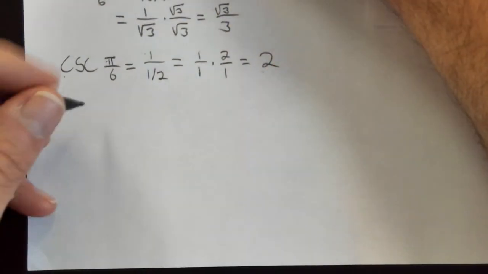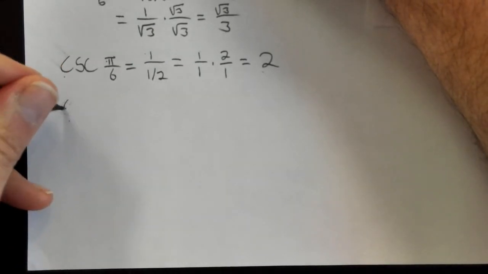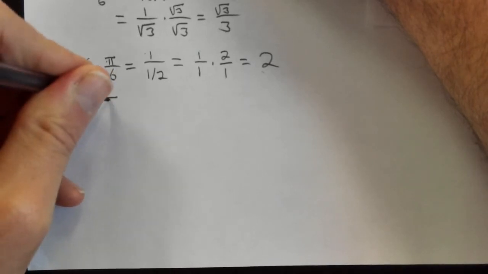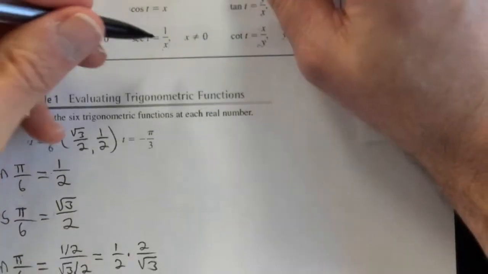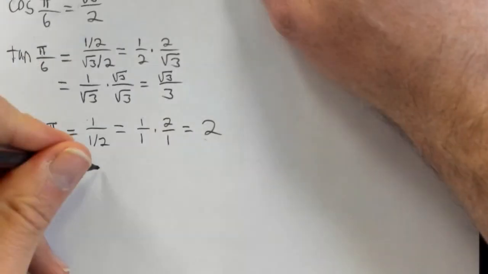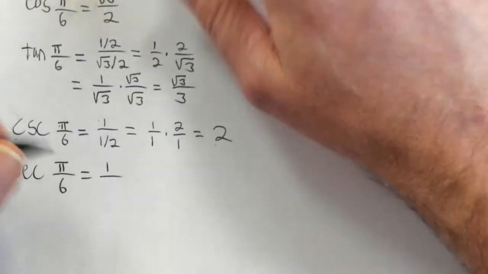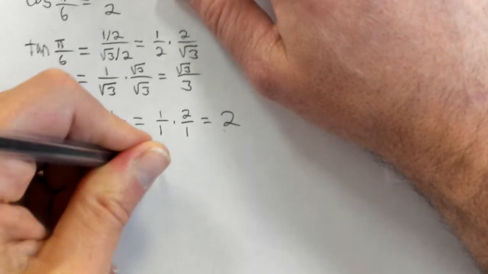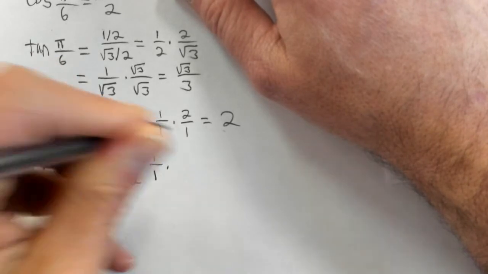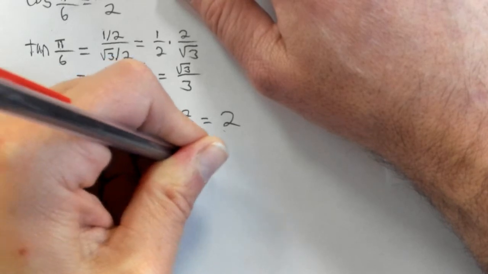Okay, what else do we need? We need secant. So we need secant of pi over 6. We want to find the secant of pi over 6. Well, what's secant? It's 1 over x. So it's going to be 1 over, what's the x coordinate? It's square root of 3 over 2. So that's 1 over 1 times the reciprocal, 2 over the square root of 3.